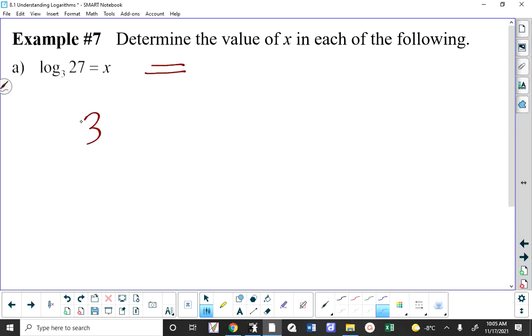If you like, you might look at this and be confused. Maybe. I hope not. But then you remember that Mr. Way said, if it's confusing in one language, rewrite it in the other language. And when I rewrite this in exponential form, it becomes 3 to the x equals 27. And that might be more of a visual clue to you that x has to be 3.